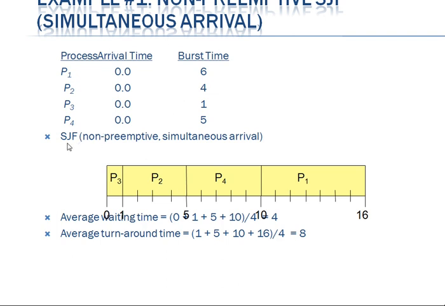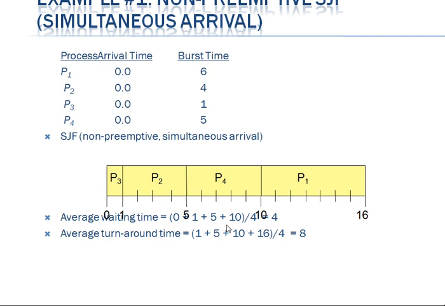Now in case of non-preemptive scheduling, as all of the processes have arrived at the same time, we can switch to process P3's execution first. So P3 will execute first, then P2, because its burst time is the next shortest one, then P4, and lastly we will execute P1.